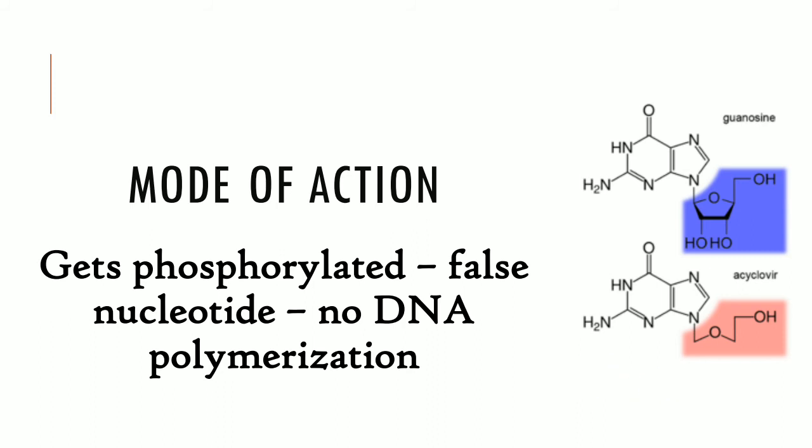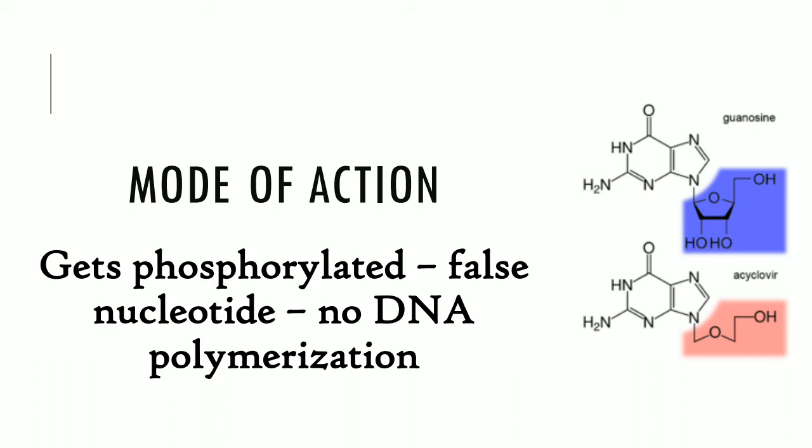Now when this gets phosphorylated, it forms a false nucleotide, which means it is unable to polymerize with the other nucleotides of DNA. So even though the nucleotide is ready, DNA polymerization does not occur because it is unable to get polymerized. It is unable to form new DNA for the virus. So this is its main mode of action.